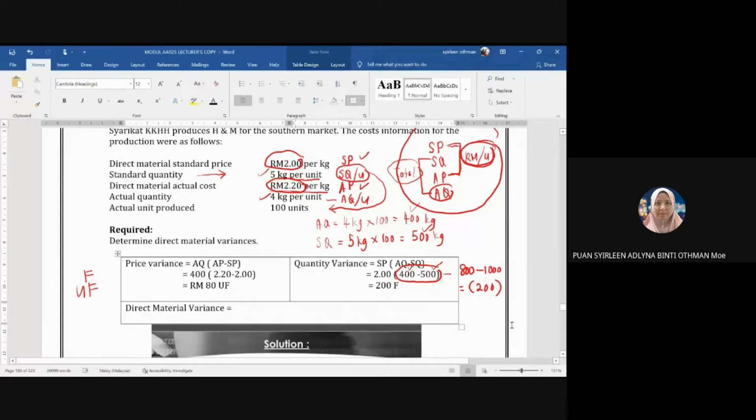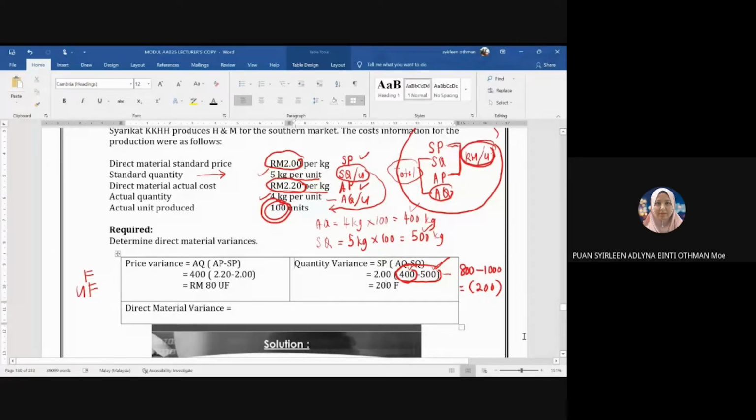Okay, untuk keluarkan 100 unit ni. Tapi bila tiba-tiba production tu dah berjalan, you manage untuk berjimat. Kita masih keluarkan produk sebanyak 100 unit, tapi instead of using 500 kg, kita hanya guna 400 kg saja. Maknanya actual quantity you lebih rendah daripada your standard quantity. So you bagus ke tak bagus sebenarnya?